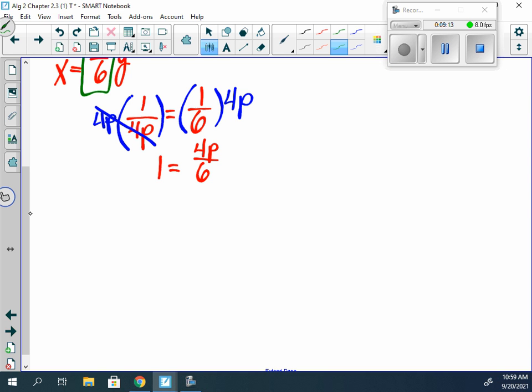Now, normally, y'all have a tendency at this point to divide both sides by 4/6, and that would work just fine. But we could actually do something a little bit easier, and I can actually multiply both sides by what? No, not 4p over 6. What are we trying to cancel out? 4 over 6, yes? How can I cancel the 6 in the denominator?